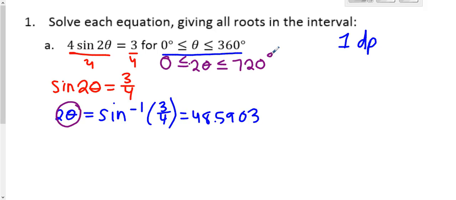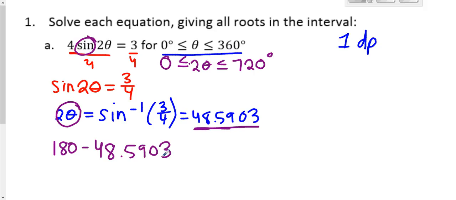Now we'll always have a second answer. So when we're working with sine, how to find our second answer is always going to be 180 minus that first answer. So we're going to do 180 minus 48.5903. And our second answer here will be 131.4096. And both of these are in our interval, so they will be on our final list of solutions.